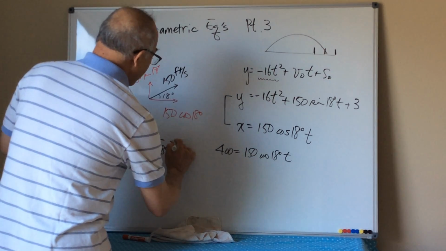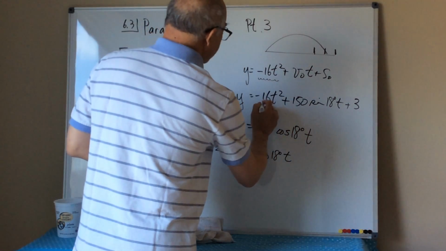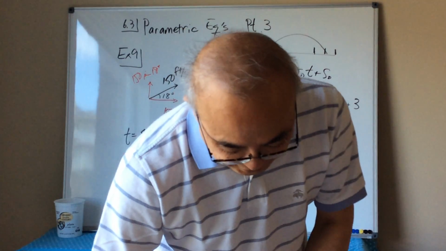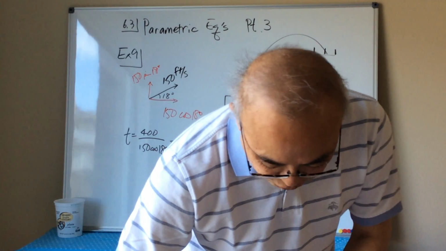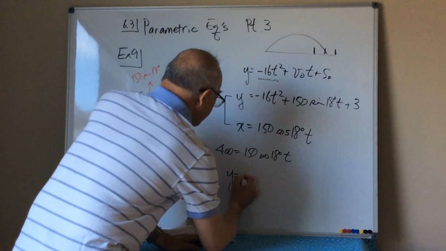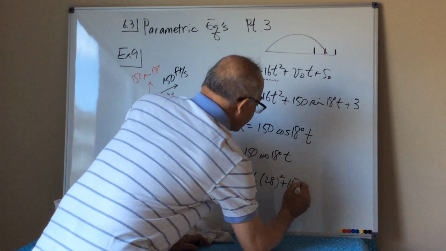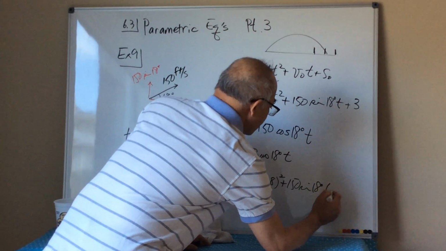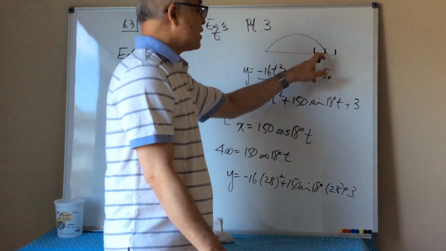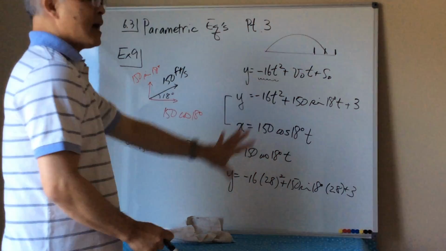If you do this, you're going to get about 2.8 seconds. And if you put that 2.8 seconds into your y, you're going to calculate something that is less than 20 feet. So if you put it in there, it's basically negative 16 times 2.8 squared plus 150 sine 18 degrees times 2.8 plus 3. You get something that's less than 20, which means that no, it will not clear that wall. So that's how you would do this algebraically.